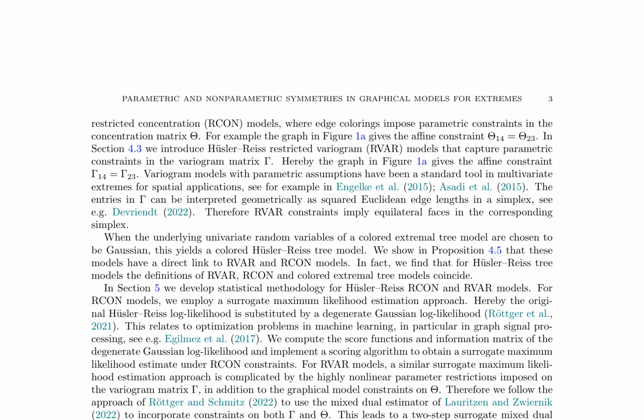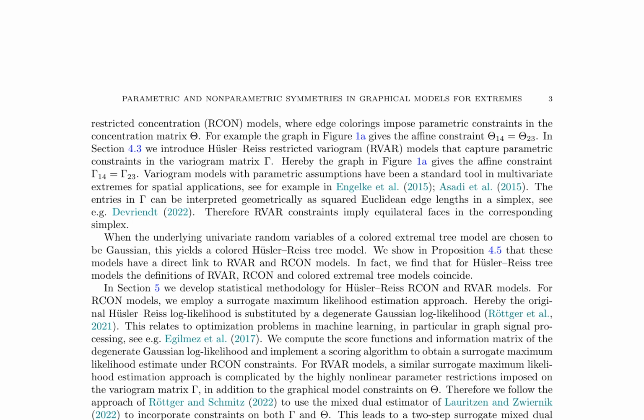The paper explores the relationship between Hüsler Reiss tree models and RVAR, ArCon models when the underlying univariate random variables are chosen to be Gaussian. It is shown that for Hüsler Reiss tree models, the definitions of RVAR, ArCon, and colored extremal tree models coincide.